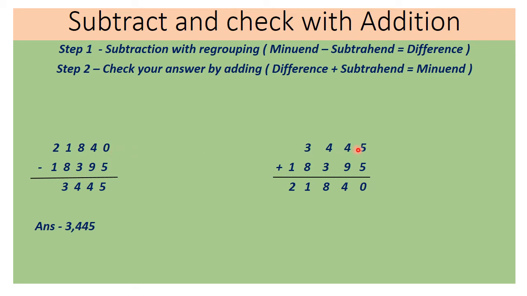So 5 plus 5 is 10, we will put 0, carry over is 1. Then 4 plus 1 is 5, 5 plus 9 is 14, 4, carry over is 1. 4 plus 1 is 5, 5 plus 3 is 8, and then 3 plus 8 is 11, 1, carry over is 1, and 1 and 1 is 2. So yes, we are getting 21,840, which is our minuend. It means our subtraction is absolutely correct, as well as the checking of the subtraction is also correct.